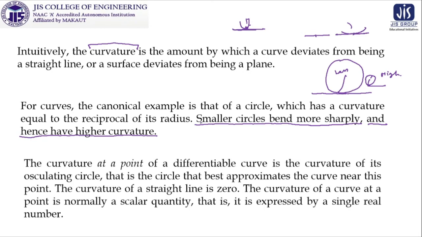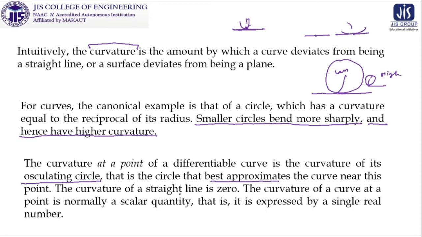Now what we can see is that the curvature at a point of a differentiable curve is the curvature of its osculating circle. So what is the osculating circle? We have to make it clear. It is the circle that best approximates the curve near this point. So already you have the idea of the osculating circles. Maybe you don't have the name yet, but when we saw the last two pictures, we saw what the case is for the osculating circle.